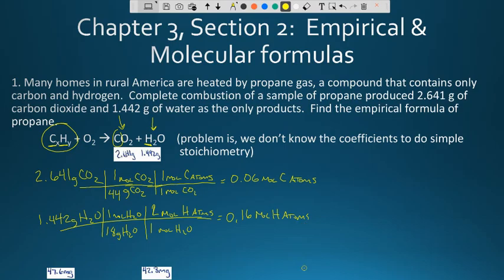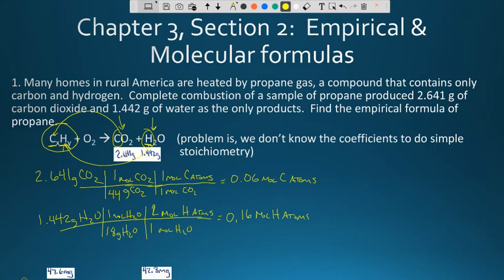What does that tell me about my compound? Well, however many atoms I had in here, they've got to be in here because there's no other place for the hydrogens to come from. Whatever I had in carbon dioxide for carbon must have come from there.